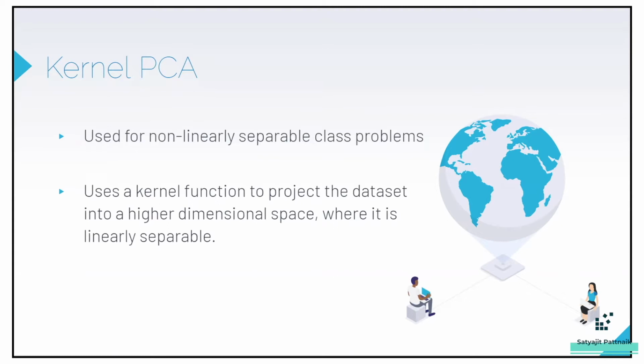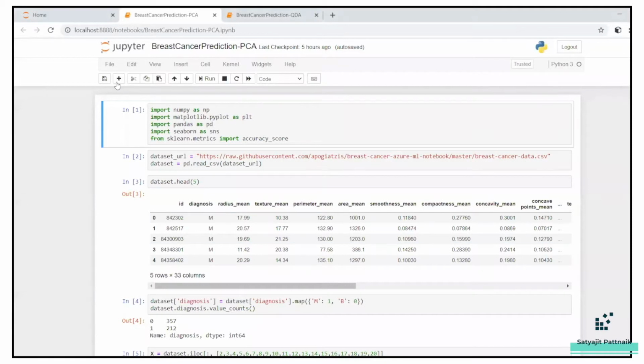Let's try to take a very small example. There is a predefined data set within sklearn. We will try to see how the data set looks like. We will try to implement PCA in that, and then we will try to implement kernel PCA as well. So let me create a new file.